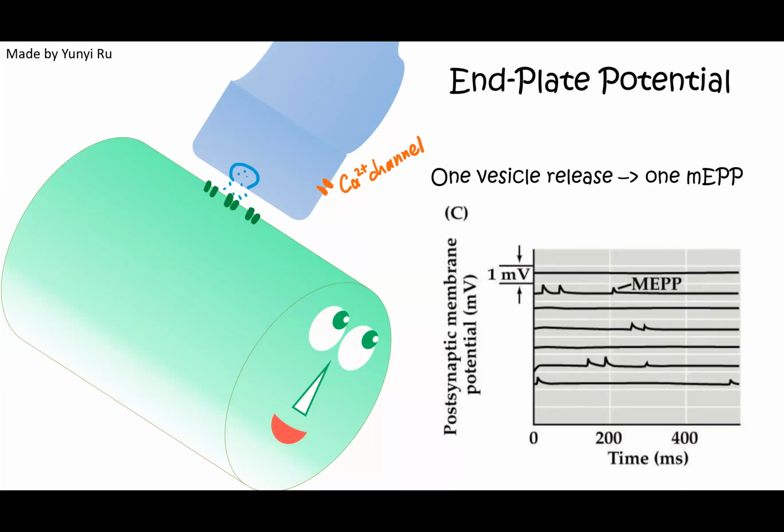What about the potential on the postsynaptic membrane? Let's use the neuromuscular junction as an example. One vesicle release will result in one miniature end plate potential on the postsynaptic membrane.